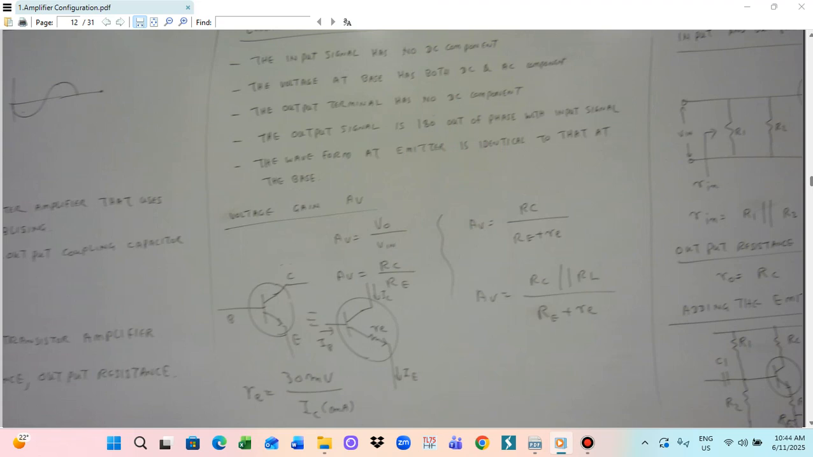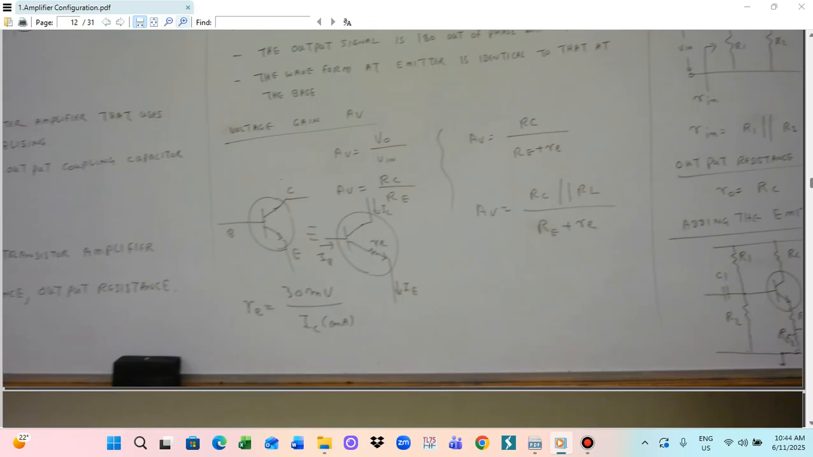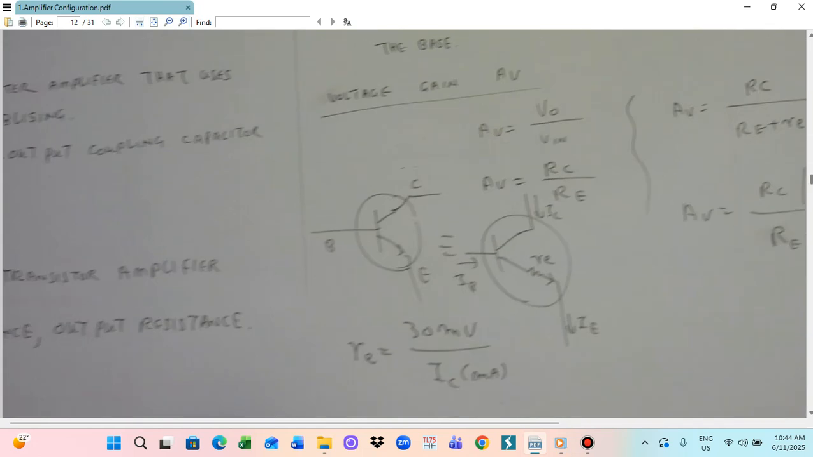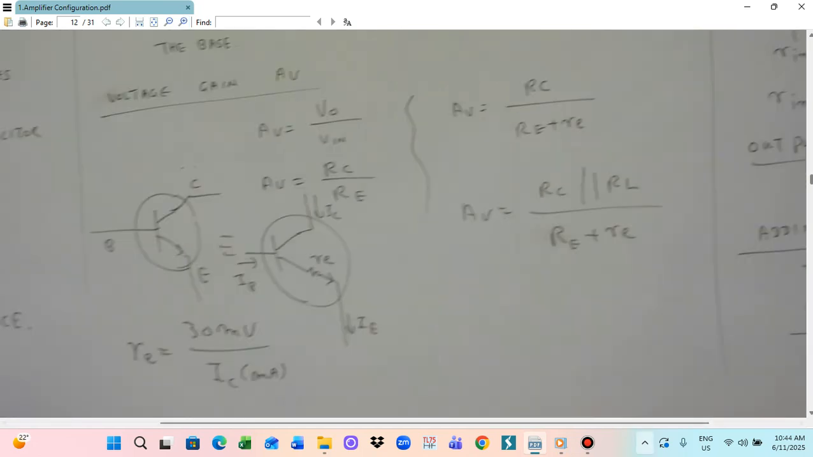Now we will calculate the voltage gain. We need to calculate the voltage gain, the emitter resistance, and the input resistance. Those things will be calculated for the CE amplifier. So we can calculate the voltage gain AV. AV is equal to VO divided by VIN. So this is the voltage gain.